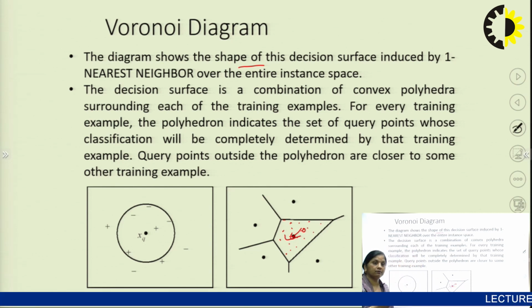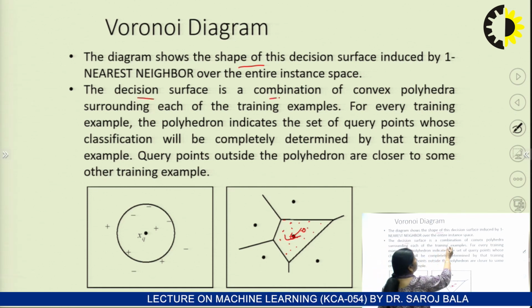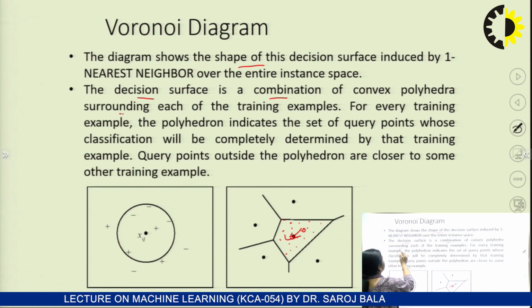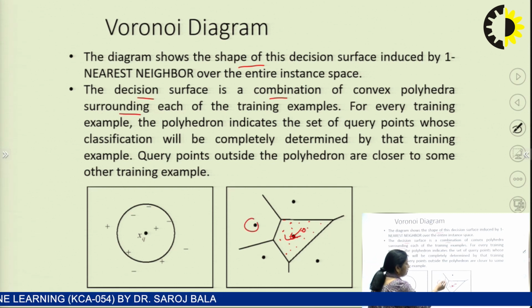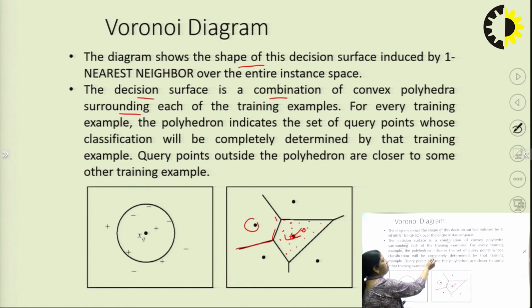So that's what we say, that it is able to learn complex target functions. The decision surface is a combination of convex polyhedra surrounding each of the training examples. For this will be the polyhedra which will be surrounding. So for this, it is learning these boundaries. For this, it is learning these boundaries. The polyhedron indicates the set of query points whose classification will be completely determined by that training example.